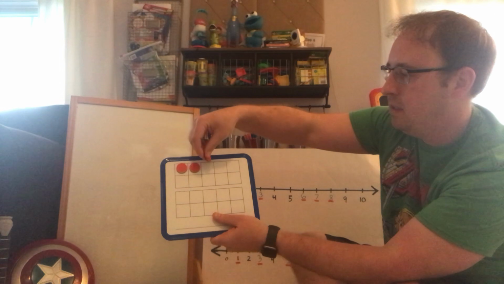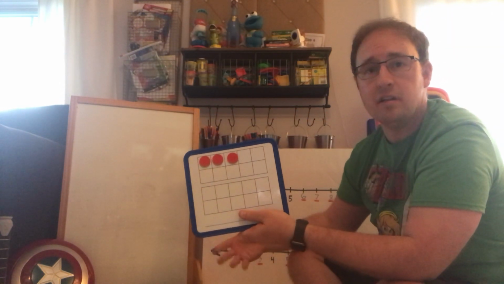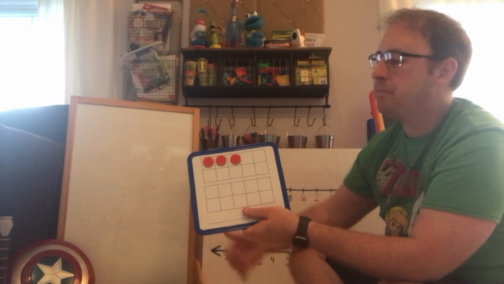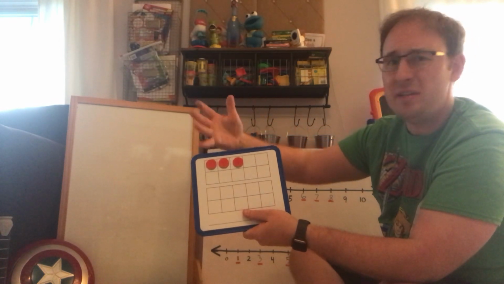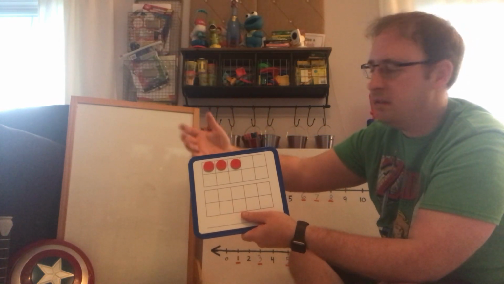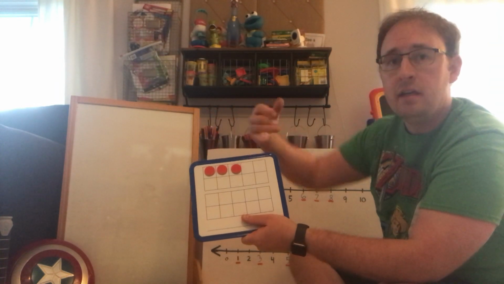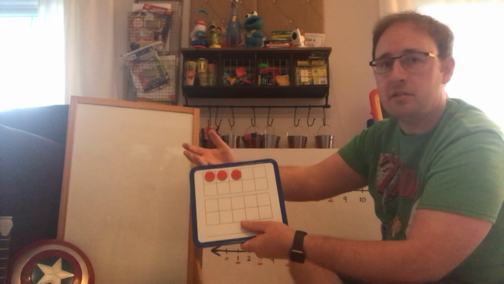1, 2. I want to start to think about how many I have in all, or how many total. So what we're basically doing is we're doing an addition problem. We started with 1, we added 2 more. How many do we have in all? Let's count. 1, 2, 3. Another way to think about that is that 1 plus 2 is equal to 3.